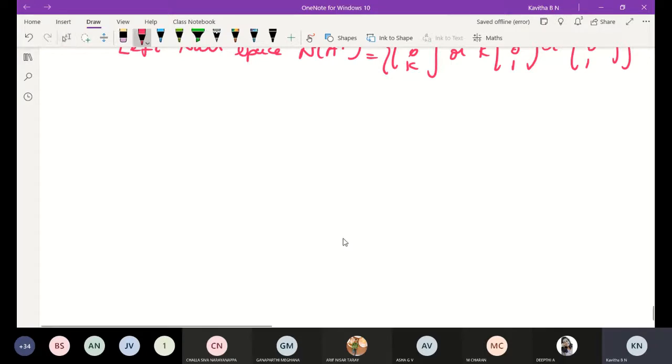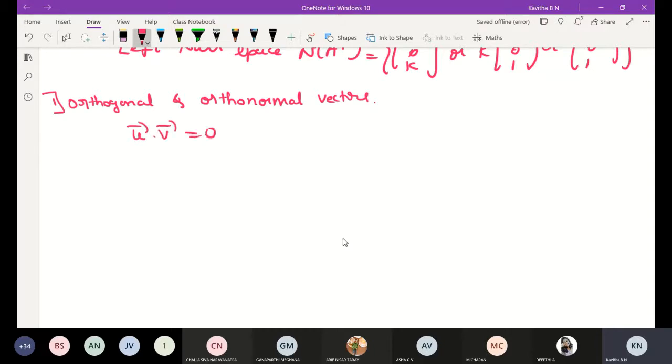Understood now? So let's start orthogonal and orthonormal vectors. The condition for orthogonal vectors is nothing but u vector dot v vector is equal to 0. Observe here, this is u vector, this is v vector, and this is 90 degrees. U dot v is equal to 0.